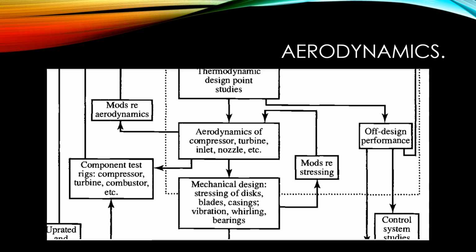At this point, we can find the first feedback, in which the aerodynamicist can ask the thermodynamic designers to change something in favor of the final product, perhaps a slight increase in turbine inlet temperature, or a decrease in pressure ratio, or an increase in rotational speed.